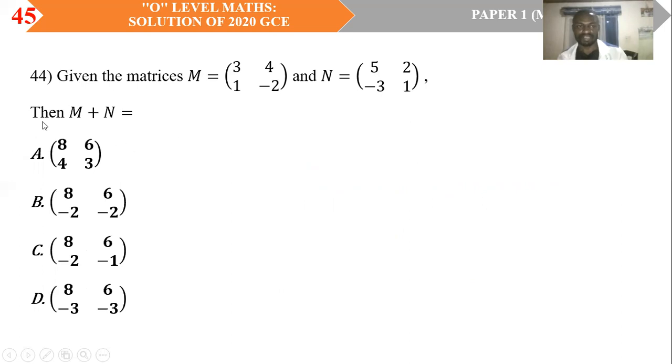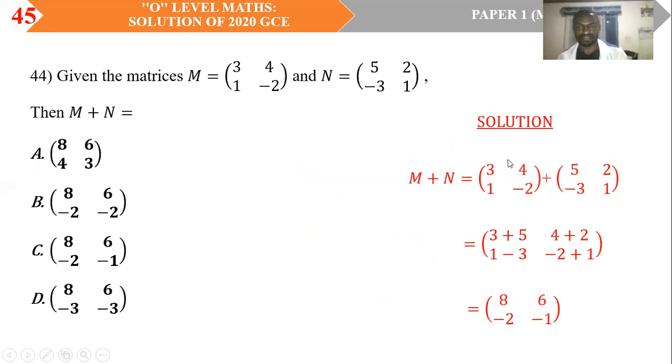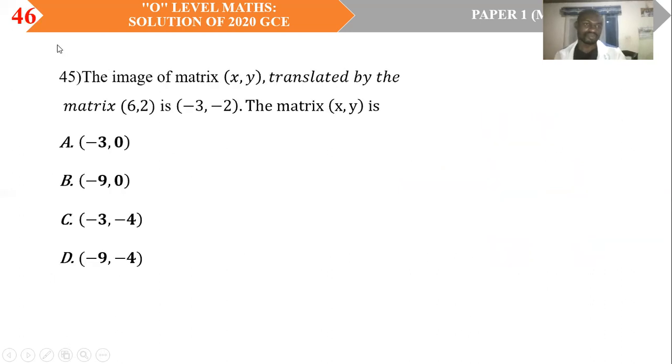1], then M plus N is. Solution: M plus N is equal to [3, 4; 1, -2] plus [5, 2; -3, 1]. Now adding, we just add corresponding entries: 3 plus 5, 4 plus 2, 1 plus negative 3, negative 2 plus 1, giving us [8, 6; -2, -1]. Answer C.